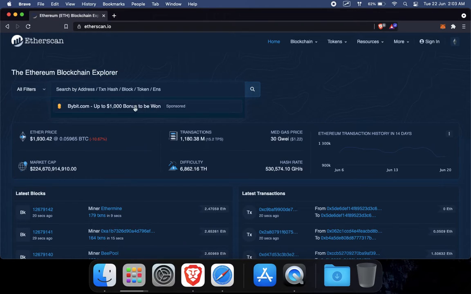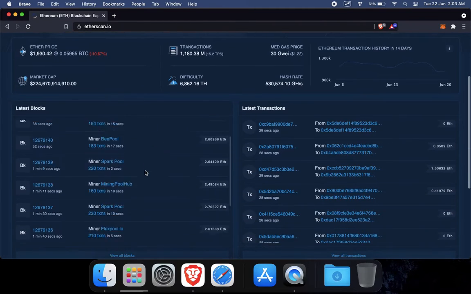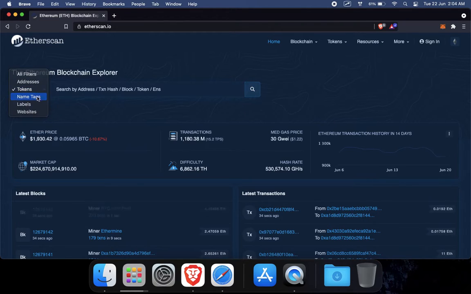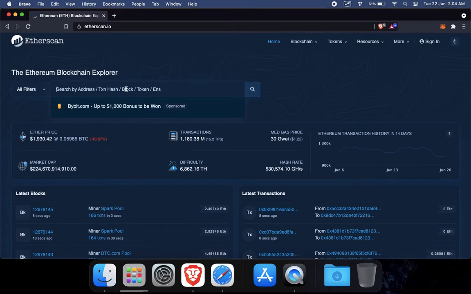They've also got their sponsored links here by their sponsors. Their advertising sponsored links. So you can pay to advertise your company here. Most of the time, it's all just cryptocurrency-based companies, right? You can also filter if you want to search addresses, specific tokens, name tags, labels, websites, and so on, right? So I'm just going to put on all. It's just easier. So you can search for addresses here, for example.